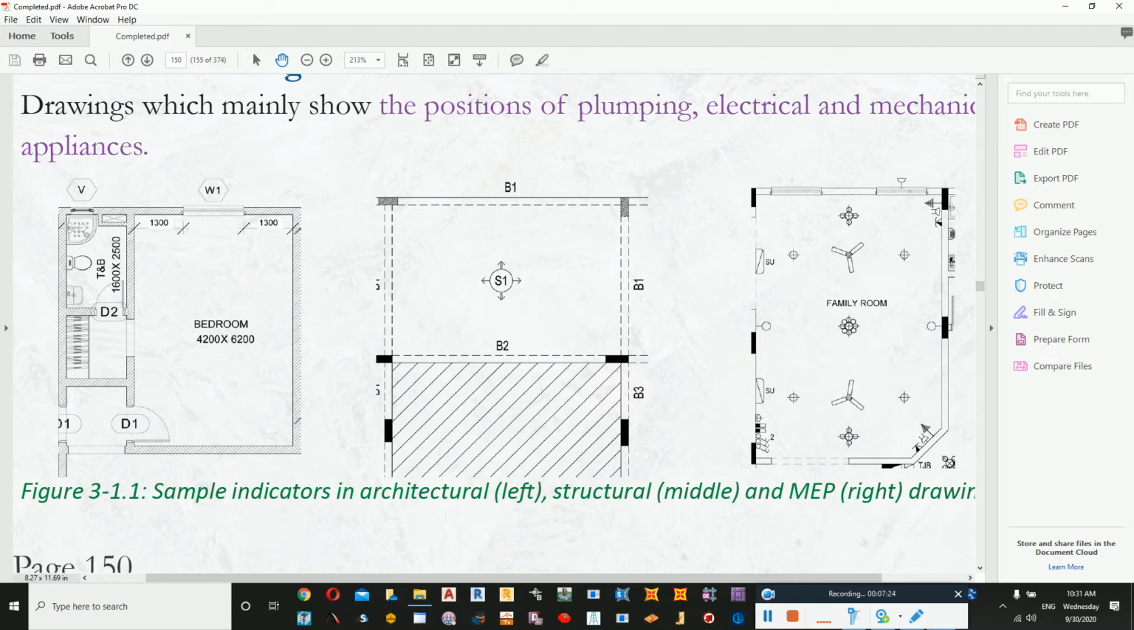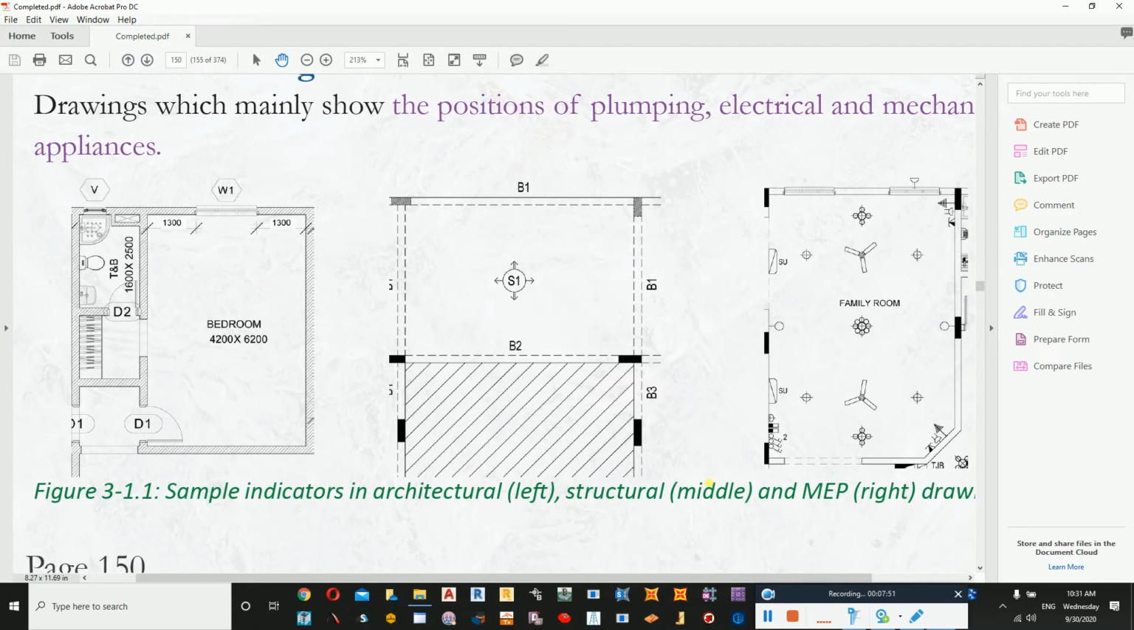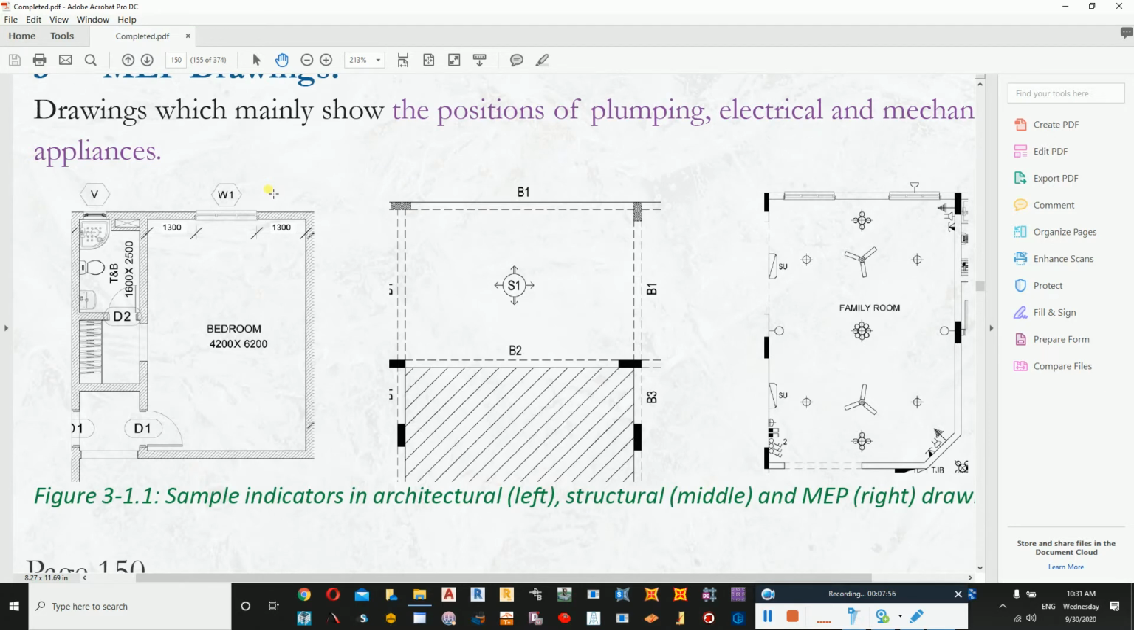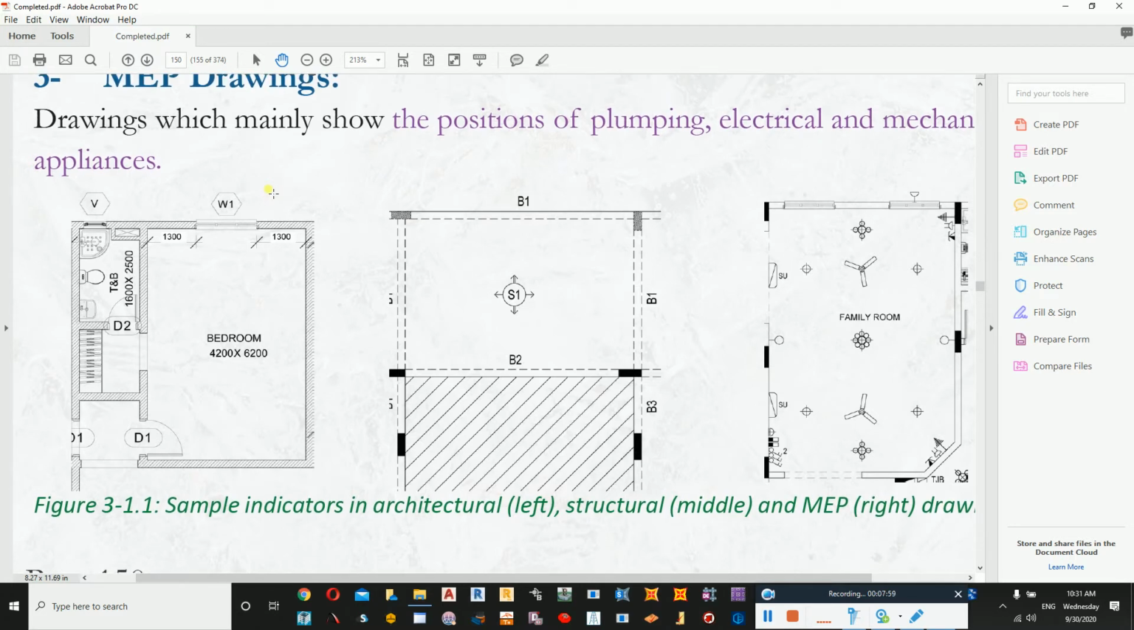Now, in sample number one, where we have the different secondary elements, whatever we have said, you can see columns are not there. And we have the samples for the toilet and bath. We have doors, we have walls, we have windows, ventilation. So this is whatever we refer to, or this is whatever we call, an architectural drawing.